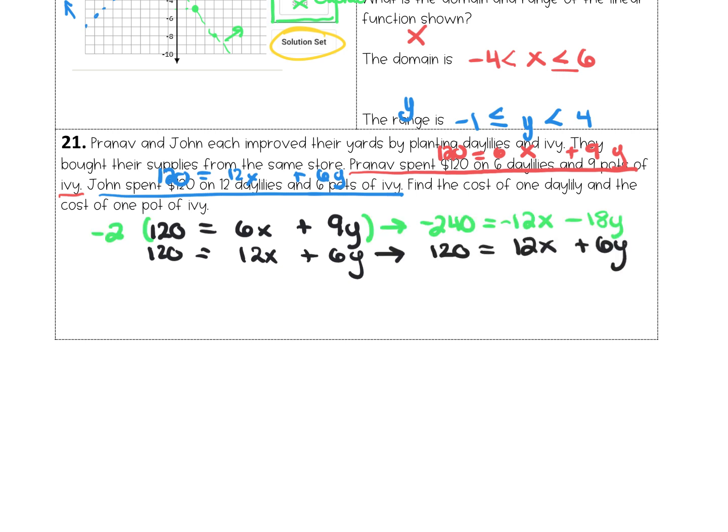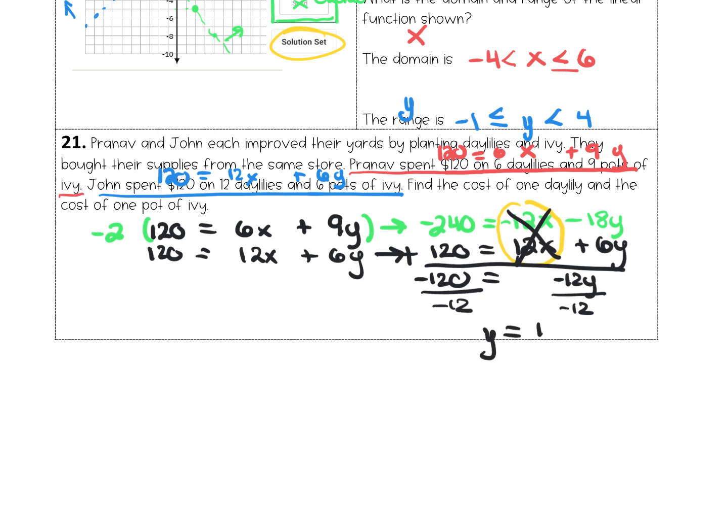So I chose elimination. I multiplied the top equation by -2 because when I do that, this right here is going to cancel off. So now I'm going to add these equations together. -240 plus 120 is -120. These will cancel off. -18y plus 6y equals -12y. I divide both sides by -12. And I get that y equals 10.